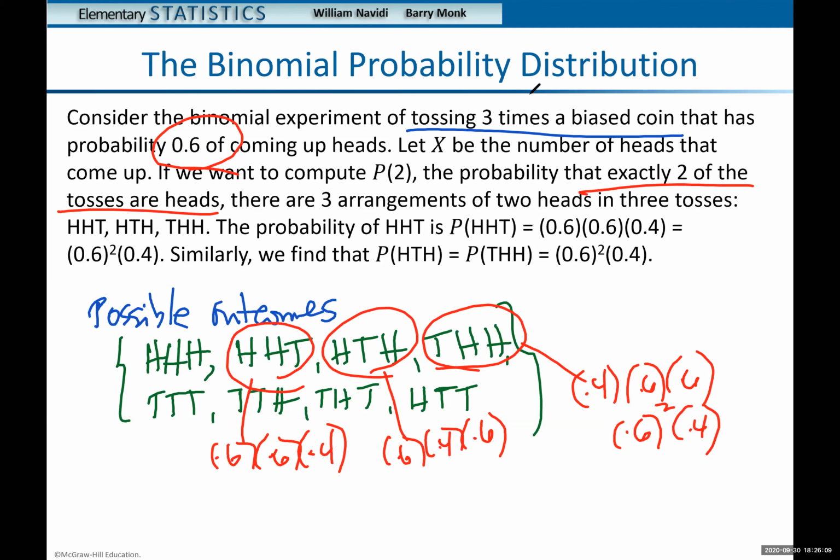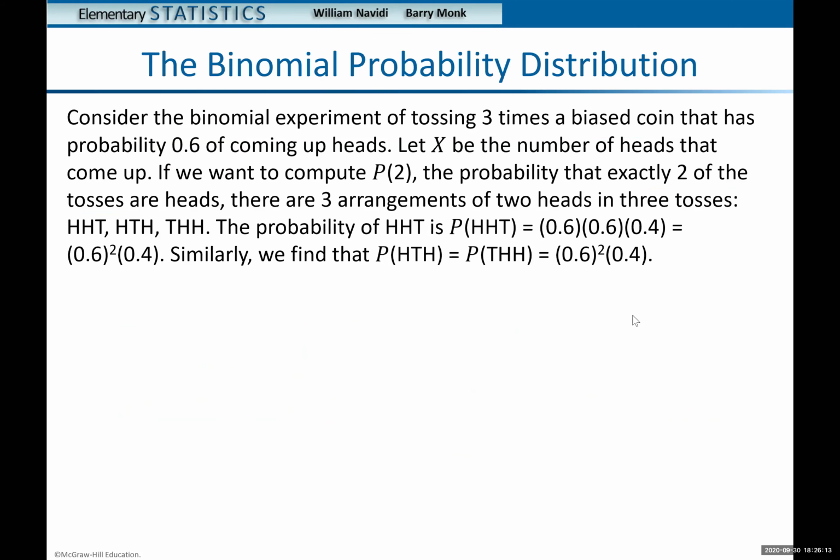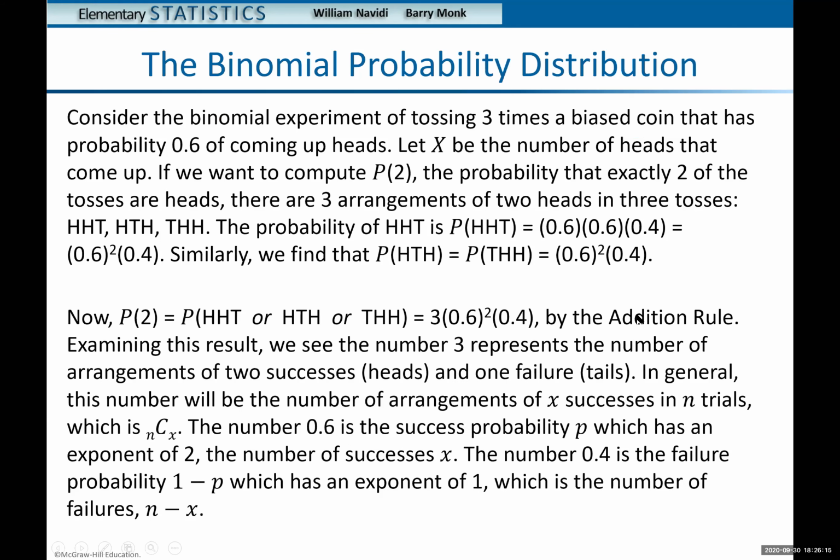So that's how you count those. So now you have all those 3. That's why you write this 3 times 0.6 squared times 0.4.